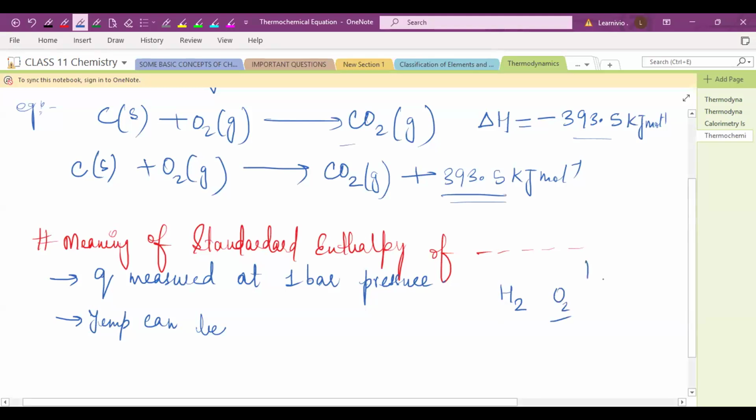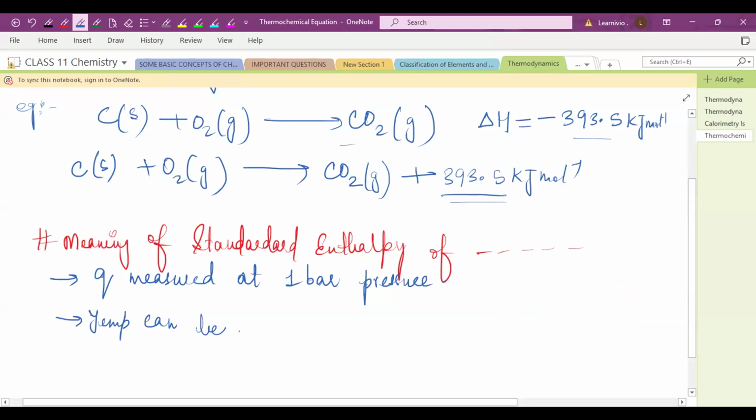When I say water, H2O, what is the standard state of water? Neha, what is the standard state of water? Stable state. Liquid, yes. So standard state means the state in which that substance is stable.